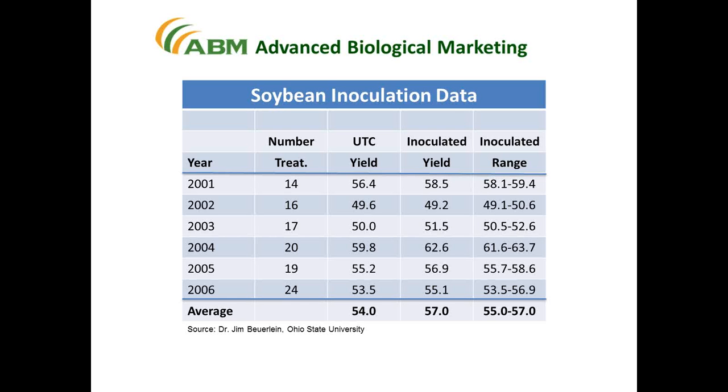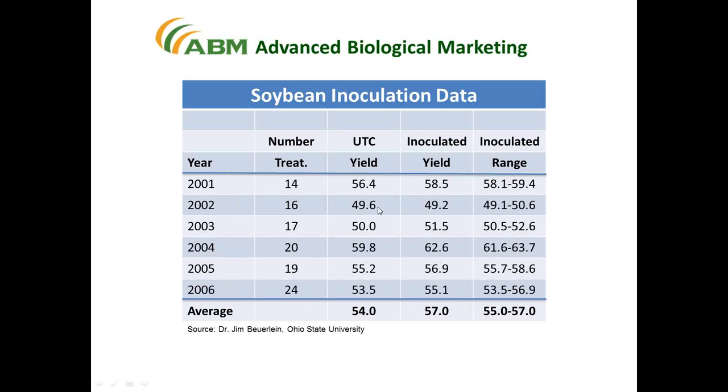So here's some stuff that Dr. Beuerlein has shared with us up in Indiana and Ohio. Here are some studies that he's conducted, and basically what he says is that not every year are you going to see a statistical yield advantage by inoculating your soybeans. Here you can see the years 2001, 2, 3, 4, 5, and 6. In 2001 there were 14 treatments or replications, and the UTC would be the untreated check. Then you would have the inoculated yield.